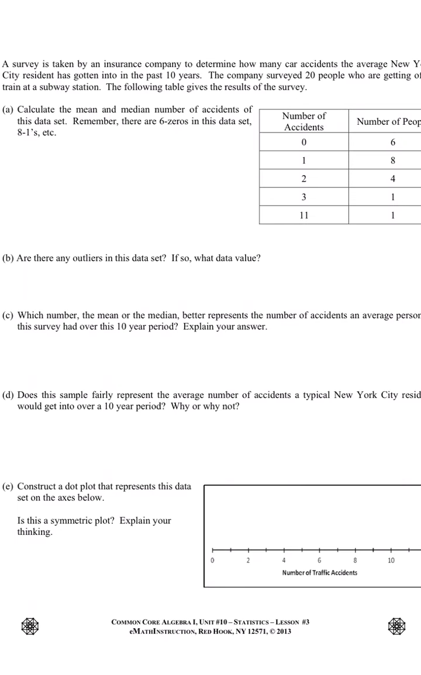Part D, does this sample fairly represent the average number of accidents a typical New York City resident would get into over a 10-year period? Why or why not? And E, construct a dot plot that represents this data set on the axis below. So you will do this on your paper. And then you're going to answer, is this a symmetric plot? Explain your thinking. Be sure to turn in your notes and your homework before you leave today.